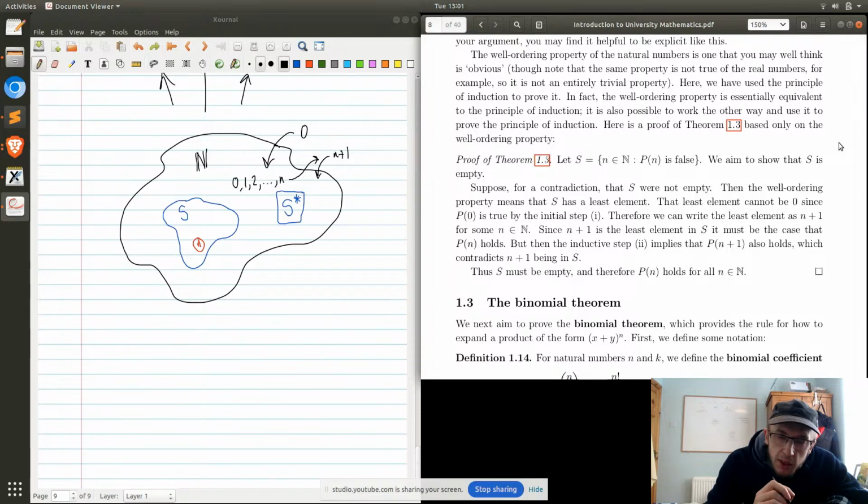And binary logic. All statements are true or false.